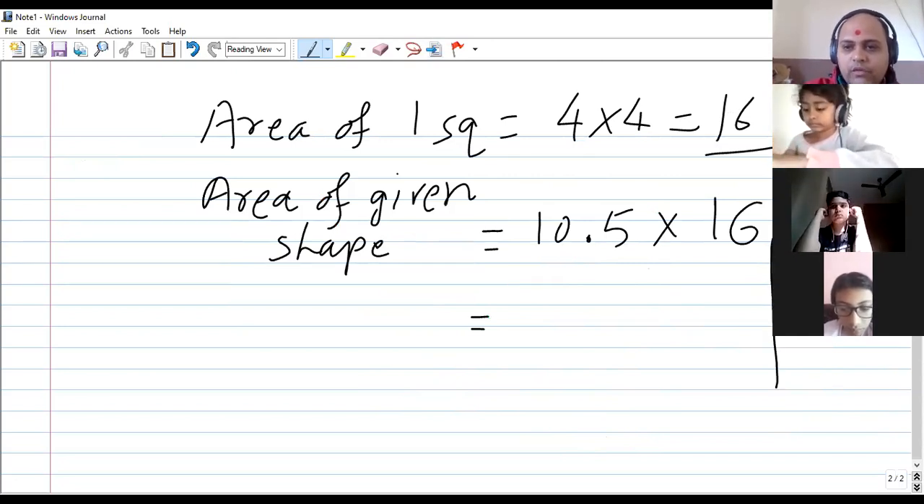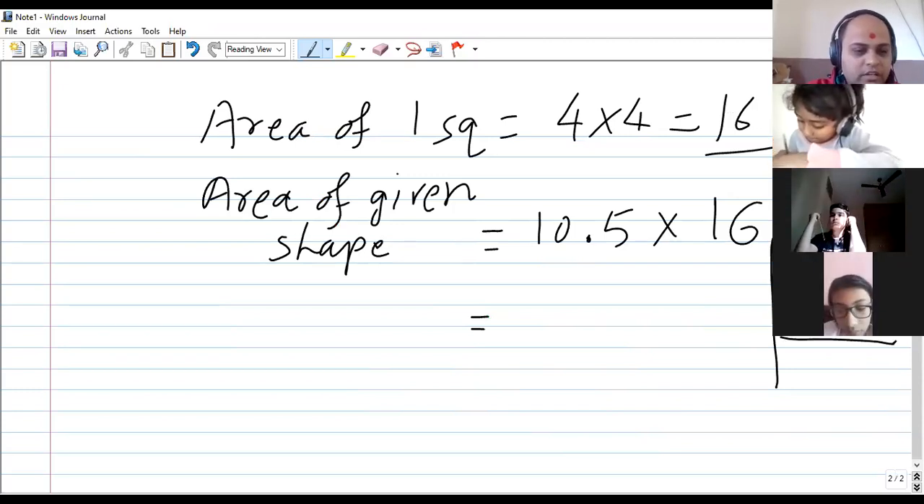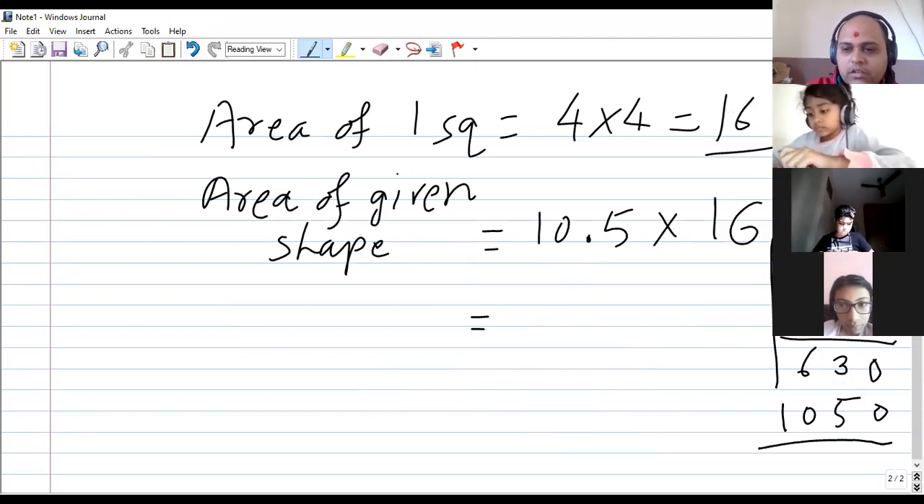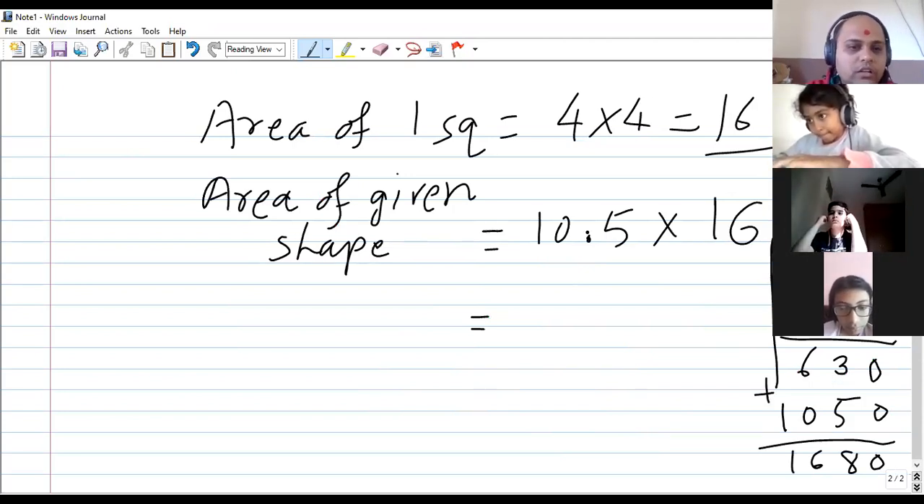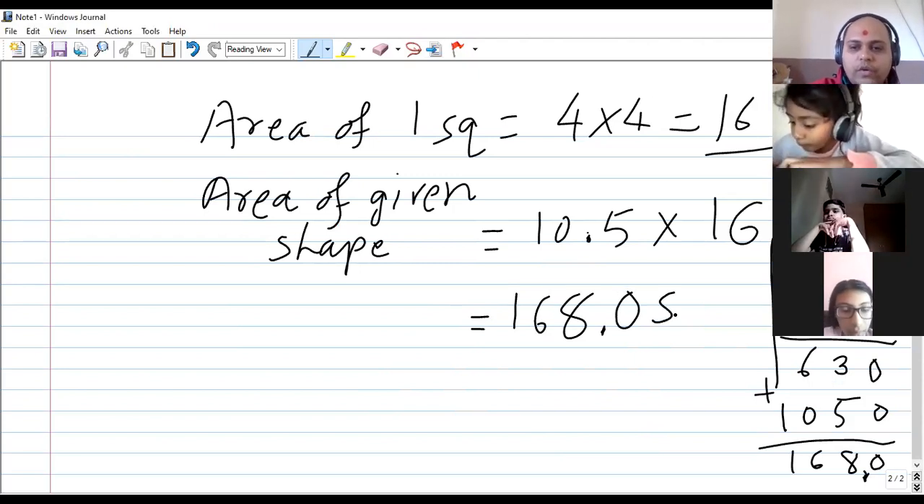Sir, how do we multiply 105 into 16 in the rough work? Right, we do the math simply. 6 fives are 30, carry over 3. 6 ones are 6. So we have got 0, then 5 plus 3 is 8, then 6, and 1. Then we have to count for the decimal. So 168.0 square centimeters. That will be the answer.